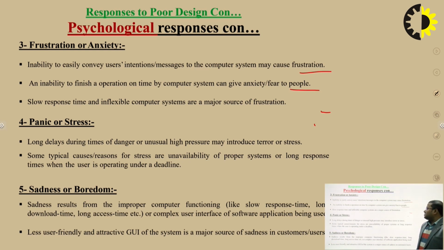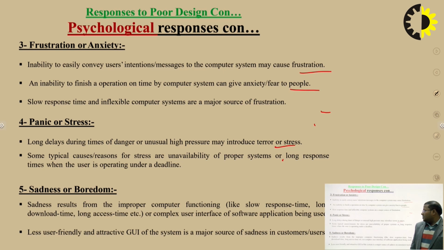Another psychological response due to poor design is panic or stress. Long delays during times of danger or unusual high pressure may induce terror or stress in the mind of the user. Some typical reasons for the stress are unavailability of a proper system or long response time when the user is operating under a deadline.